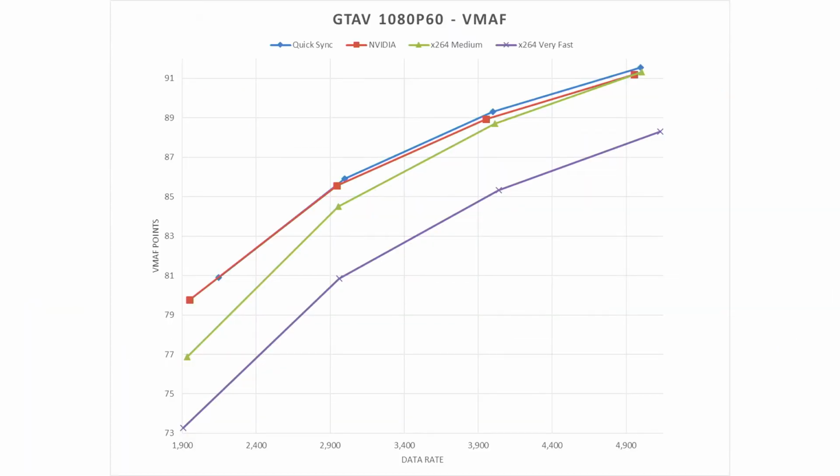Here's the Grand Theft Auto video. This is a completely different type of clip. This is a synthetic computer gaming clip. What we saw here is NVIDIA and QuickSync are very close together. H.264 starts pretty slow but catches up at the high end, and H.264 very fast can't compete. Here are the ratings.